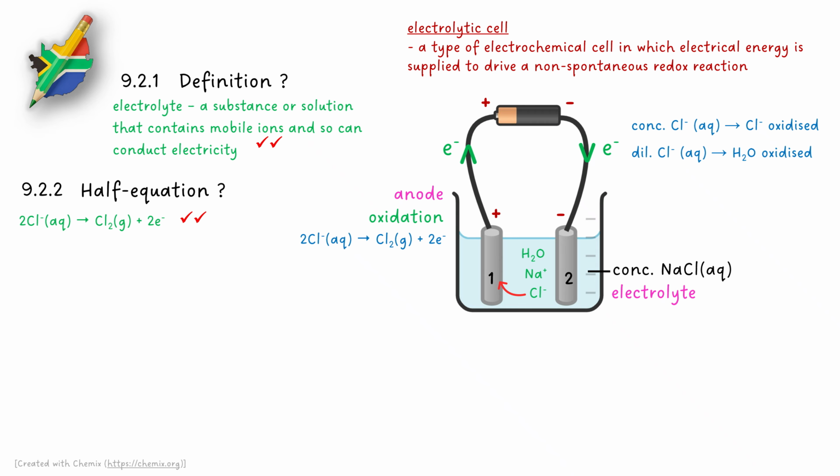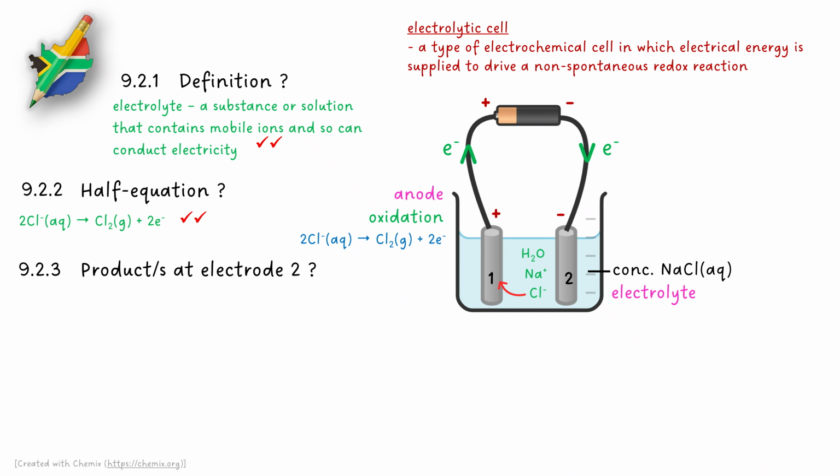An easy rule to remember is that concentrated chloride solutions are oxidized to chlorine gas, and dilute chloride solutions have water being oxidized instead to oxygen gas. We also need to give the products formed at electrode 2. Electrode 2 is the cathode. Reduction occurs at the cathode.